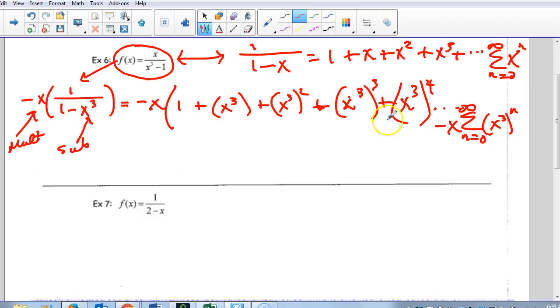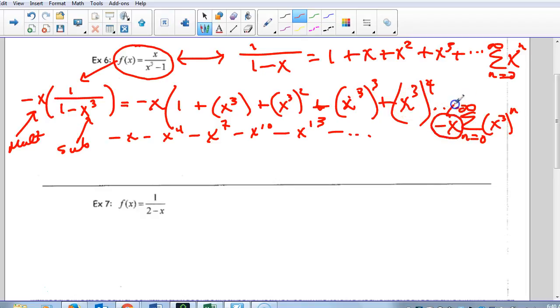Okay, so let's just simplify it. I'm going to get negative x minus x to the fourth minus x to the seventh minus x to the 10th. I'm just adding those exponents. Minus x to the 13th minus blah, blah, blah. Notice all the signs change because I'm multiplying through by a negative x.